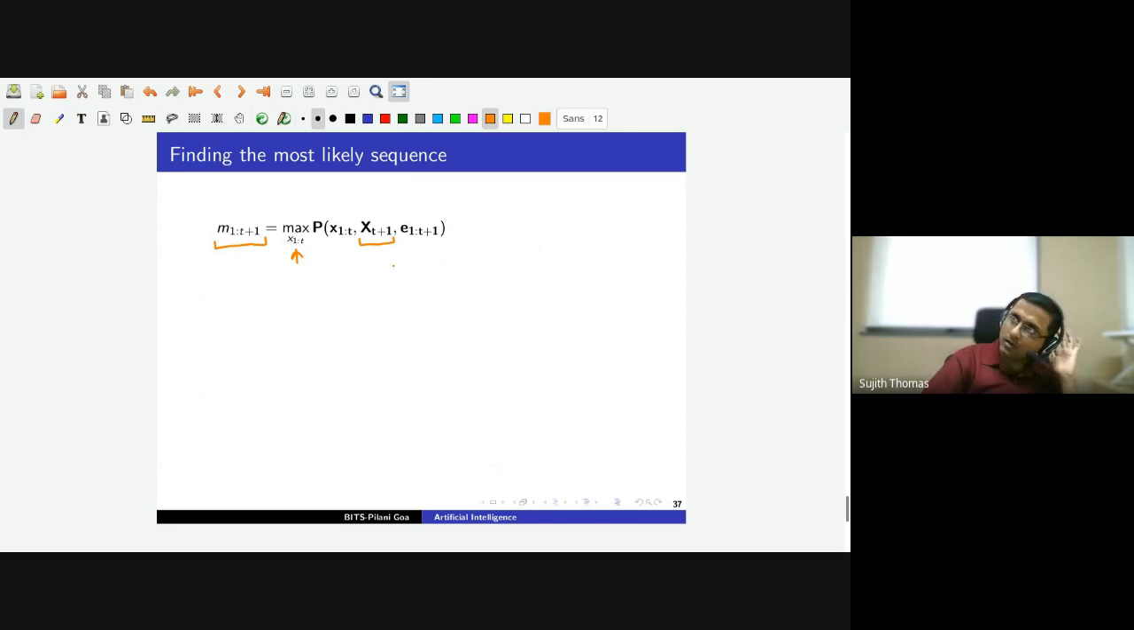Now the question is, how can we? So this is what we want to find. Now what we will do is we will express this in terms of the message that is passed from time step t. So once we express this in terms of the message that is passed from time step t, and if it is the same message, then that would mean the procedure that we have followed will indeed maximize this joint probability.